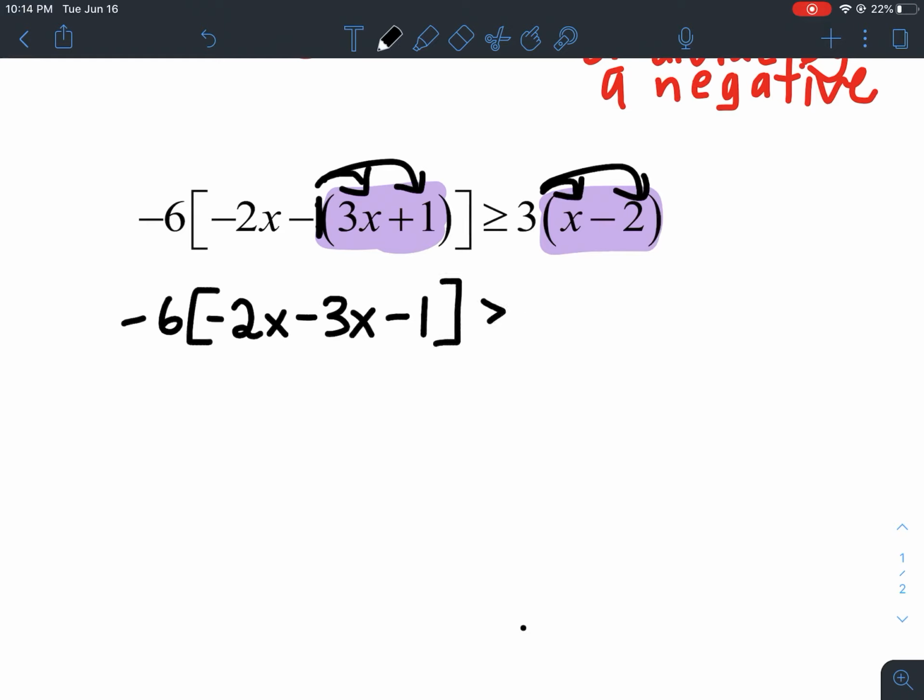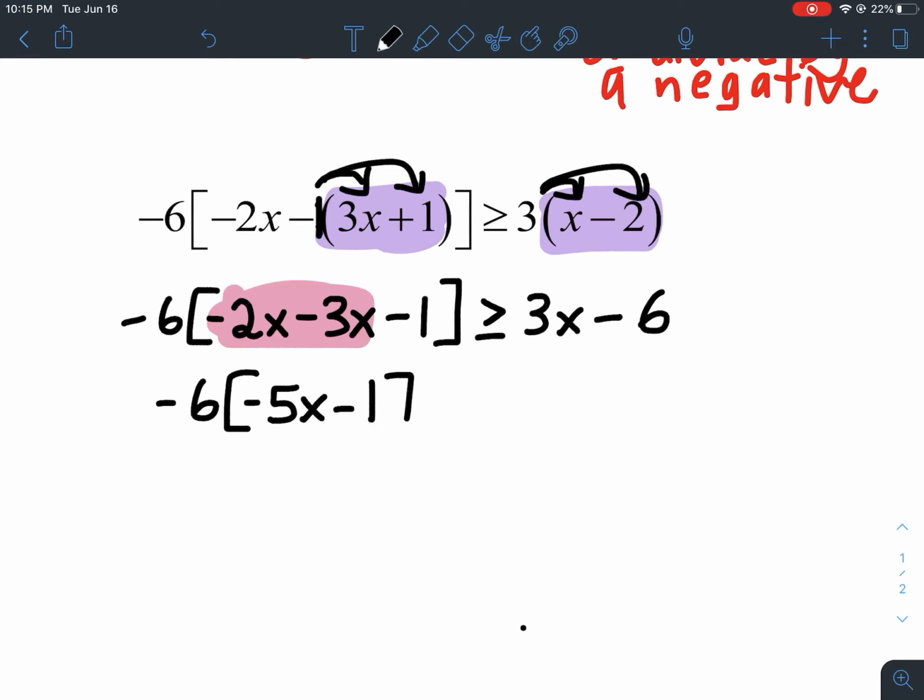Once you distribute, your parentheses are eliminated, but our brackets are still there. And then on the right side, 3 times x is 3x. 3 times negative 2 is negative 6. Once I distribute, the parentheses are gone. After you distribute, you always want to see if you can combine like terms on the same side. So I look inside this bracket, I have some like terms that I definitely want to combine. Negative 2x minus 3x is negative 5x.